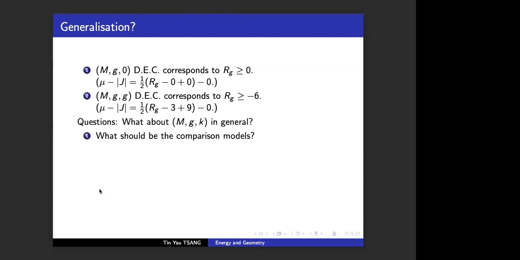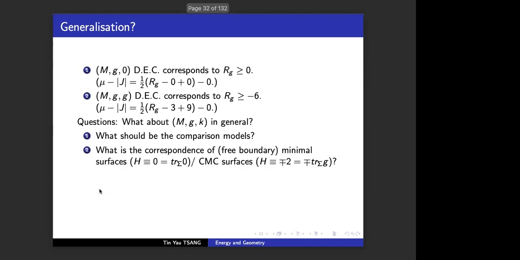Then we should expect that we should have the dominant energy condition, right? And then the question is, what could be the comparison models? Yeah. And then the next thing is, from Charlie's proof, we know that, right? If you have a foliation by certain surfaces, you will get a rigidity result. So for the (M, g, 0) case, you have the free boundary minimal surfaces, H equals 0, which means the trace of h is 0. Or in hyperbolic space, we have the trace of h, which this time, with the same form, is g, so it's plus or minus 2. So this time we should expect it should be MOTS or MITS, which means we want to see H equal to plus or minus trace over sigma of K.